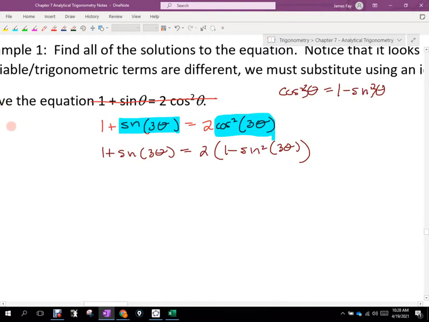You can do this now, or you can wait a little bit if you want to, but I'm going to say let u equal sine of 3 theta. And if I do that, I get 1 plus u equals 2 times 1 minus u squared. If that was an algebraic equation, what would you try to do next? What are you going to do next with that thing? Say it again.